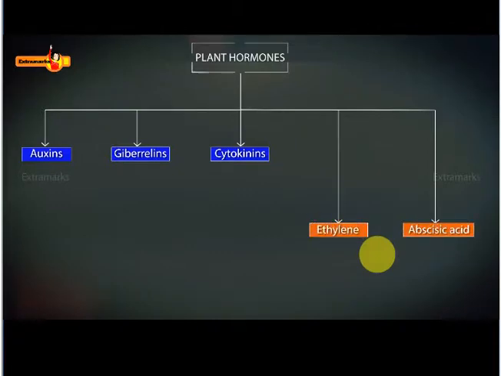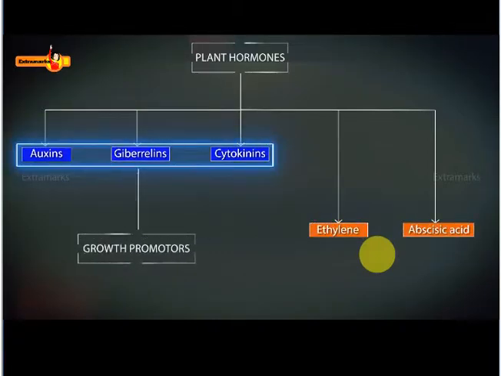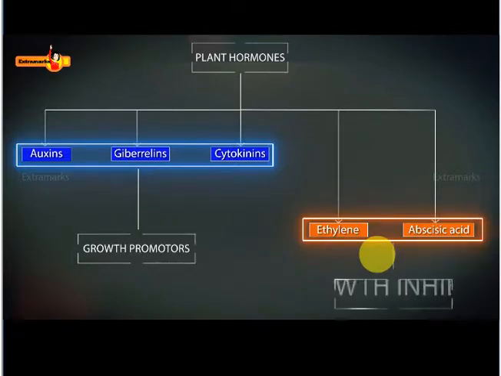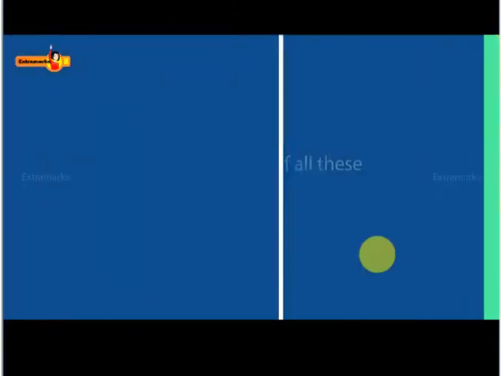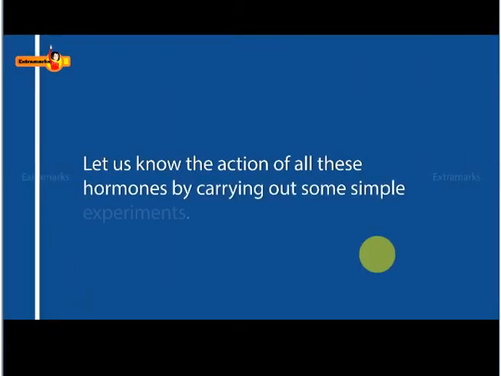Out of them, the first 3 are growth promoters while the rest 2 are growth inhibitors. All of them are required in minute quantities for the desired action. Let us know the action of all these hormones by carrying out some simple experiments.